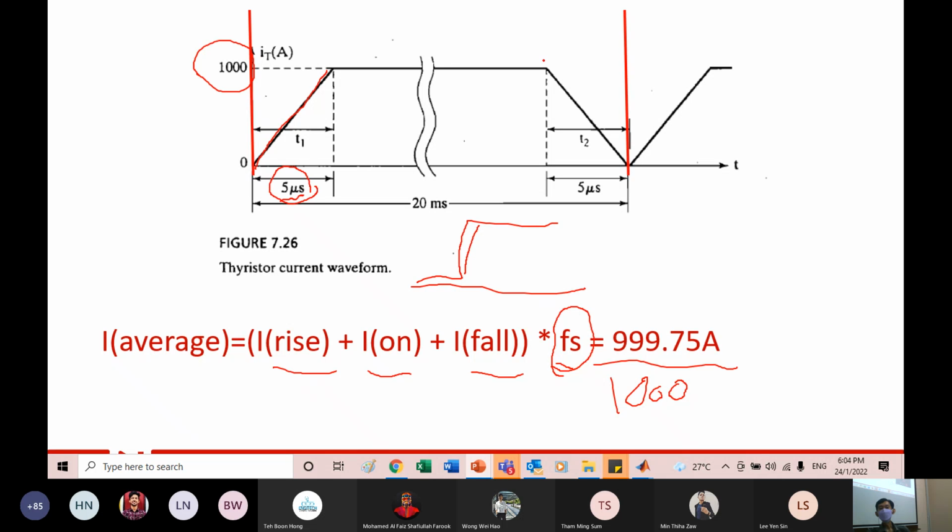When you turn off, it also takes some time for it to fall from 1000 A all the way down to 0 A. So this is what we call the fall time. Fall time and rise time. Okay, did I answer your question? Yeah, okay, sir. Thank you, sir. And as I said, this information you can find in the product data sheet.